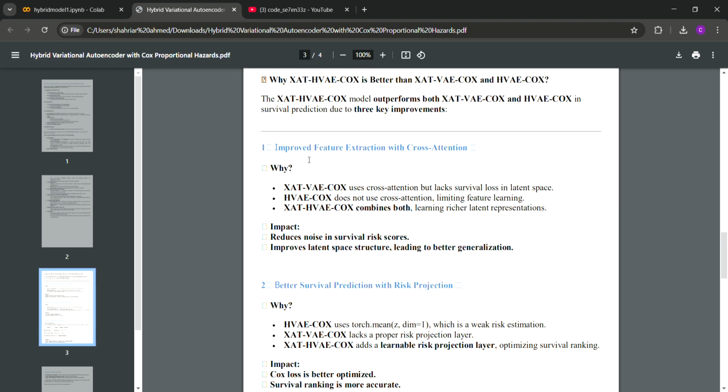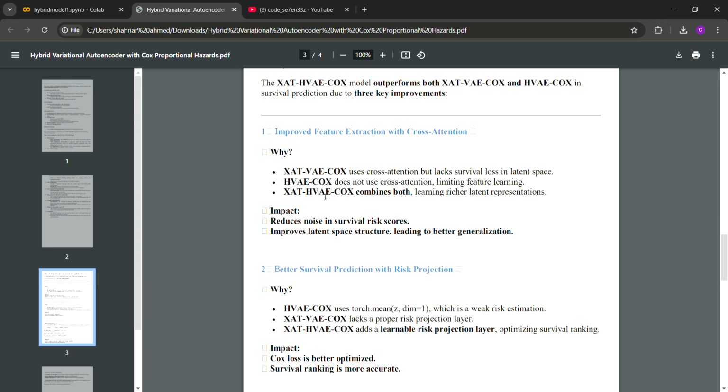Why XAT-HVAE-COX is better than ZVAE-COX and HVAE-COX. The XAT-HVAE-COX model outperforms both ZVAE-COX and HVAE-COX in survival prediction due to three key points. ZVAE-COX uses cross-attention but lacks survival loss in latent space. HVAE-COX doesn't use cross-attention, limiting feature learning. But our model combines both, giving richer latent representation.